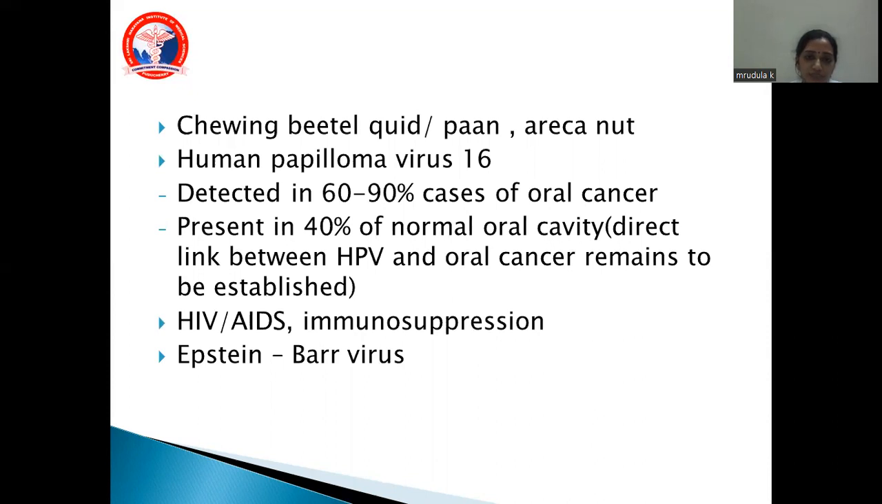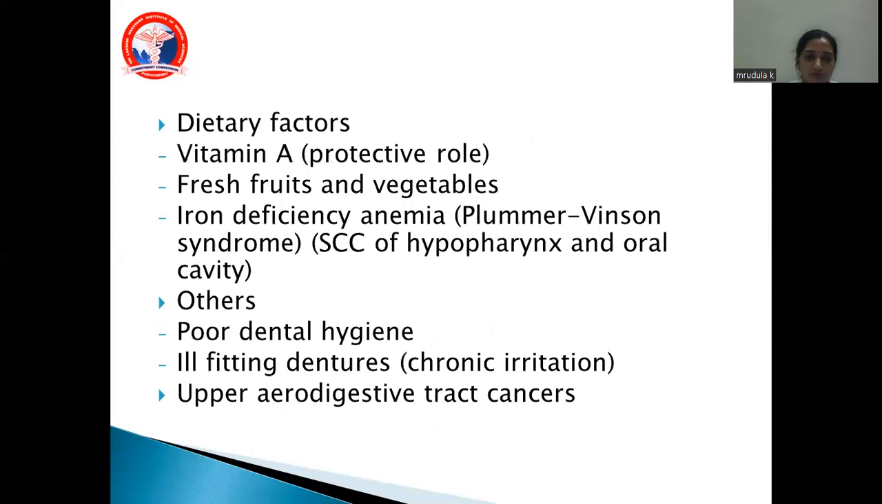And chewing betel quid, pan, areca nut, and HPV infection, type 16, are some of the other etiological factors for carcinoma tongue. HPV is detected in about 60 to 90% of cases of oral cancer, and it is present in 40% of normal oral cavities. And HIV, AIDS, and immunosuppression are also etiological causes for development of oral cancer, along with Epstein-Barr virus.